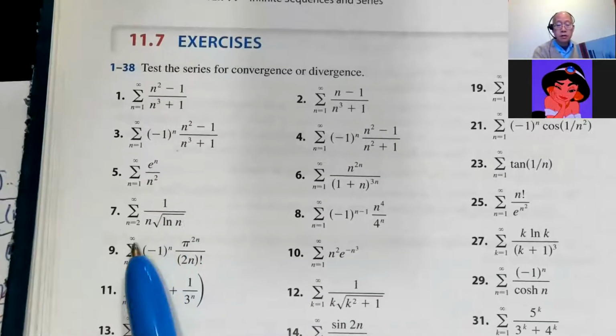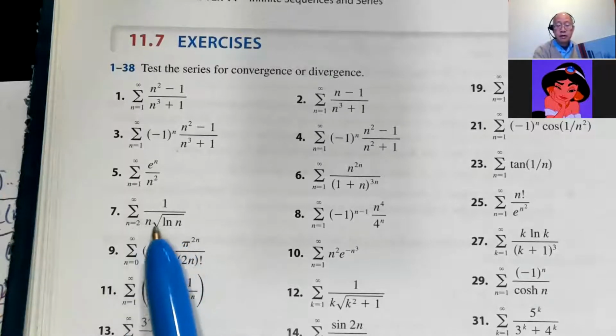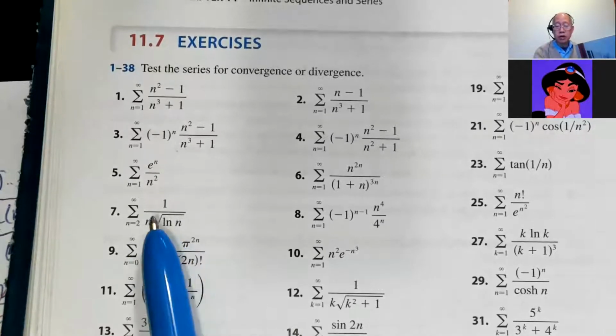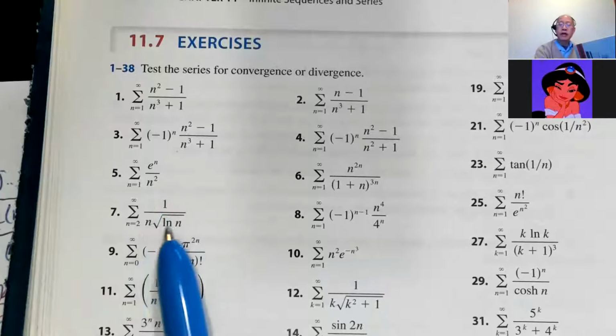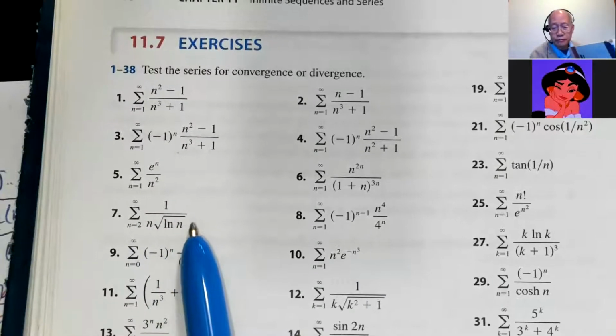7. First thing you notice, n equals 2. What's wrong with n equals 1? Well, natural log of 1 is 0. I'd have to divide by 0. I don't want to do that. Okay. Do you remember what's the derivative of natural log of x? Derivative of natural log of x is 1 over x. So this one looks like a good candidate for integral test. So I would do integral test for this one.